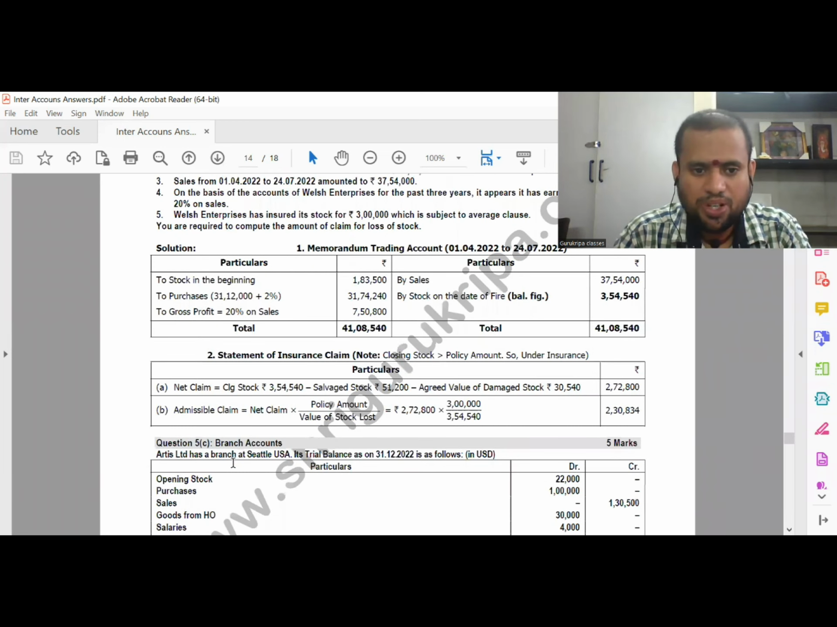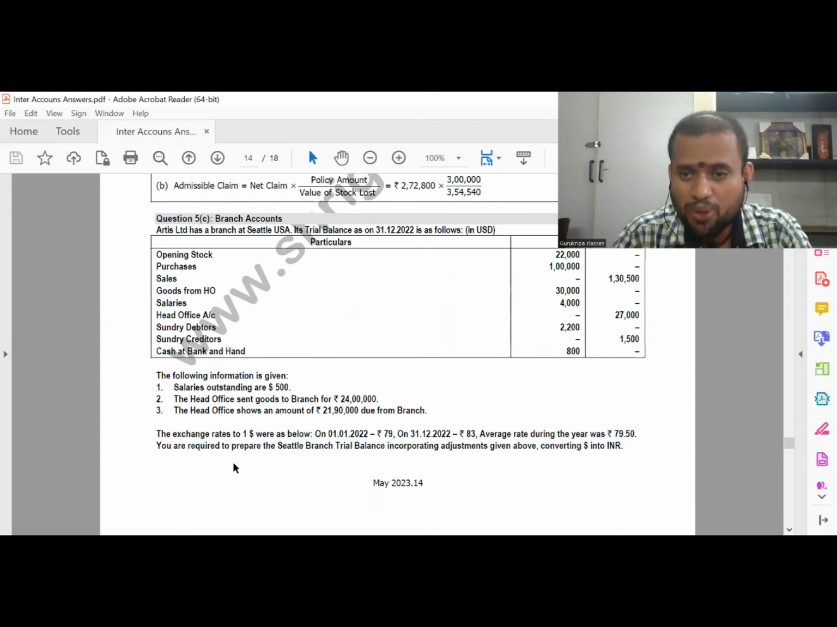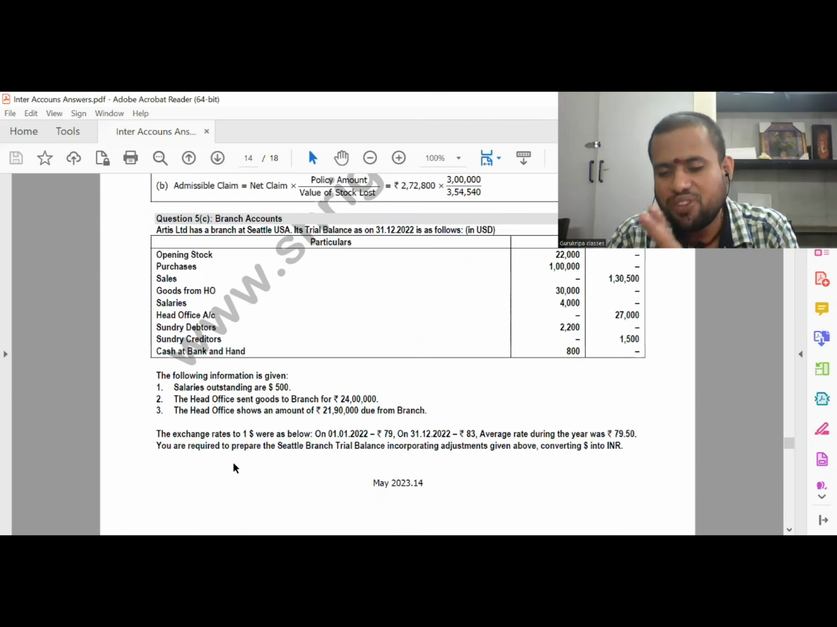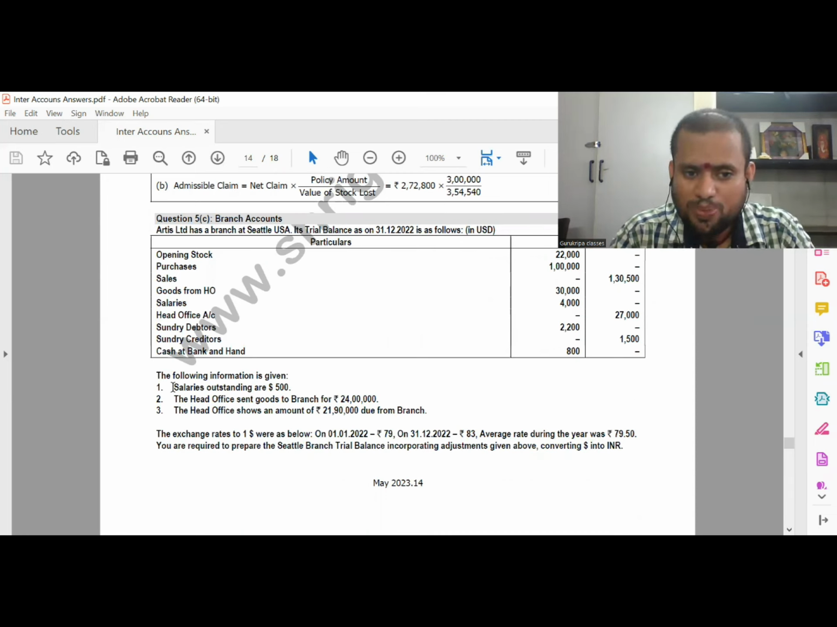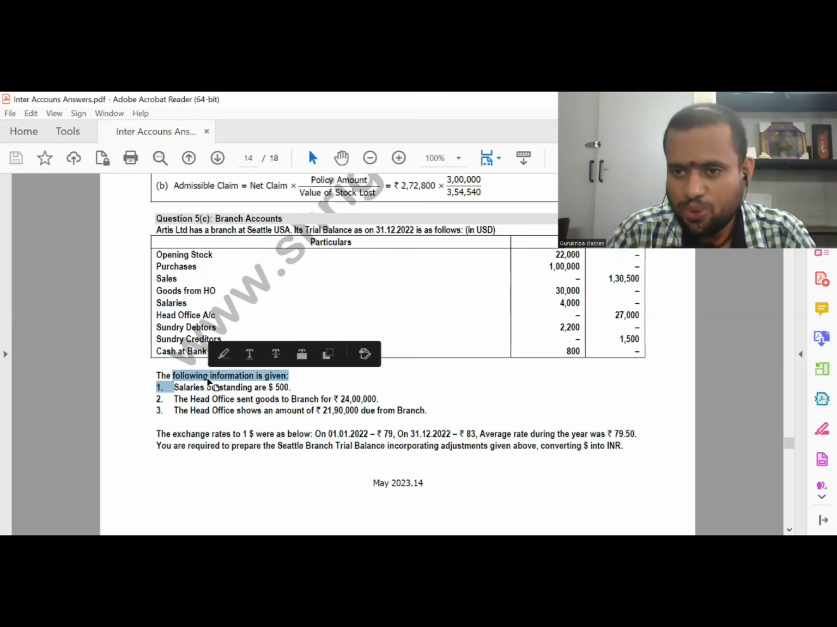5B insurance claim, straightforward question. 5C branch accounts. This also seems to be a big question, but please see, they are asking only conversion of trial balance, nothing beyond that. And one more adjustment, it is already there in the books, salary outstanding. What we have to do, salaries accounted are two outstanding salaries. One adjustment entry we have to pass, then only we have to proceed.